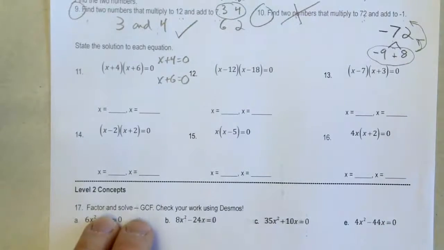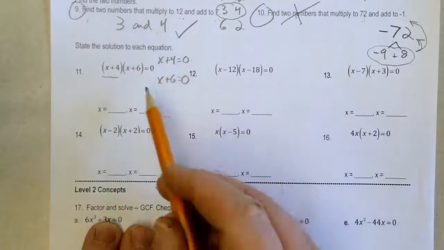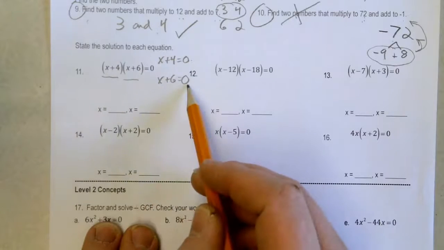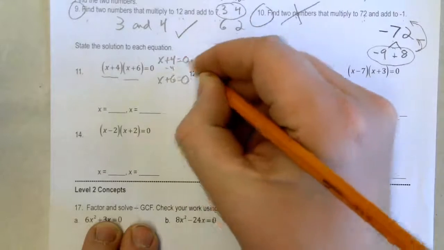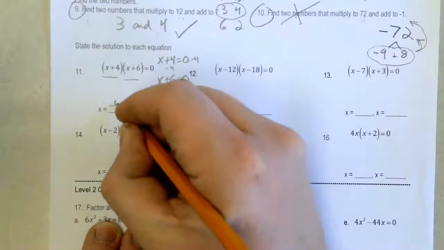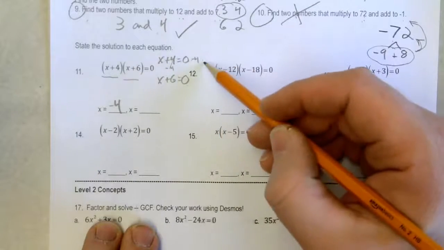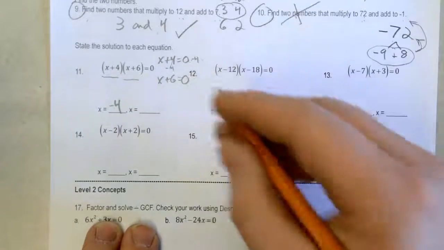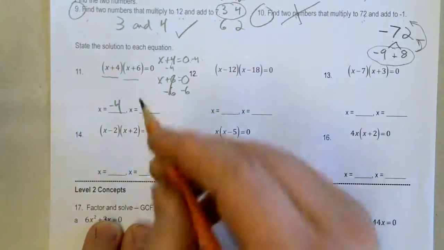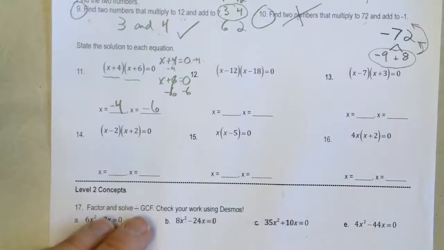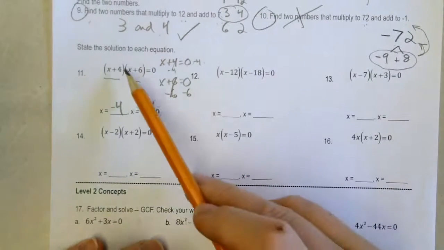We do each one at a time. x plus 4 equal to 0, and then we solve for x. x plus 6 equal to 0, solve for x. We're going to get two answers. If we subtract 4 from both sides on the first equation, our first solution is negative 4, because the 4's cancel out and 0 minus 4 is negative 4. Second equation, if we subtract 6 on both sides, those cancel out. x equals negative 6.